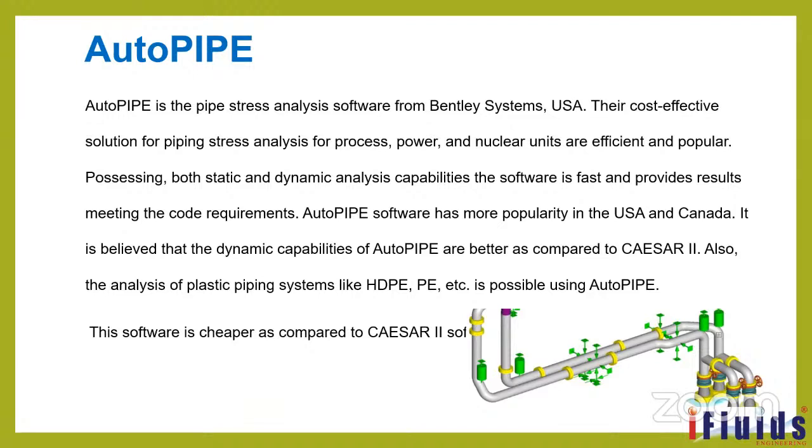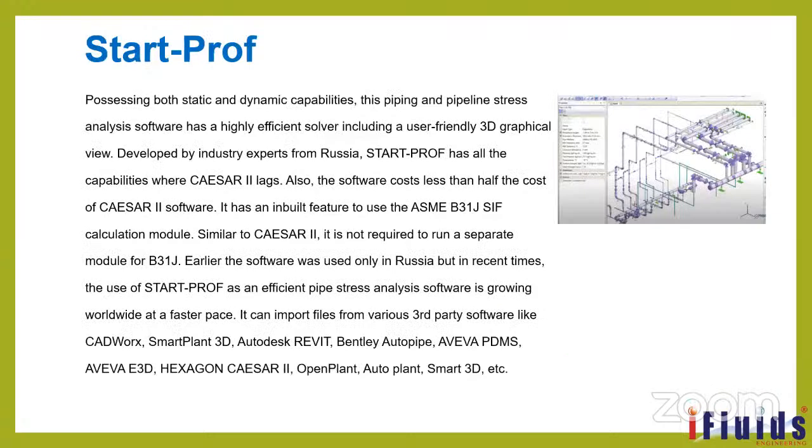Also, as I said before, in Caesar 2 we cannot analyze plastic pipes like HDPE and polypropylene, but in AutoPipe we can use it for HDPE and polypropylene pipes. The software is also cheaper compared to Caesar 2. But it is purely based on the client's call, whether they want to do it in AutoPipe or Caesar 2. While giving the scope itself, they will mention which one we have to use. This is a user call.